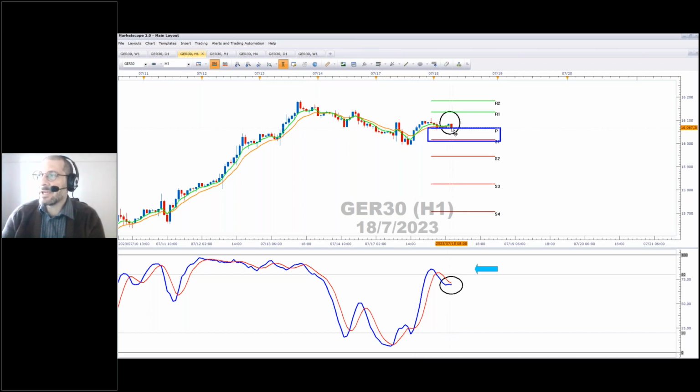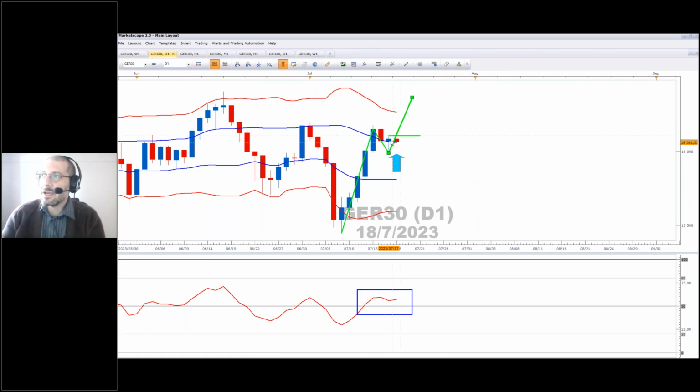Now we want to see if we can get the bulls. We want to see if the bulls can capitalize on the strength that they showed yesterday. All right, let's take a look at some of the currencies now. Let's start off with the US dollar.